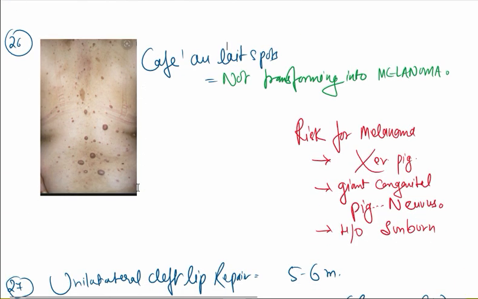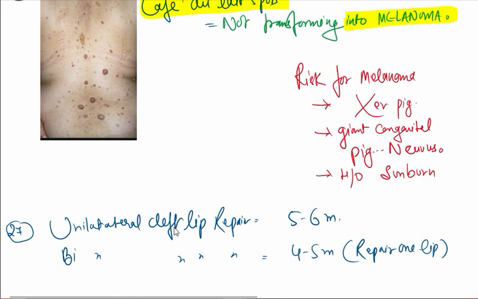Next condition, this is café au lait spots, and this is not going to transform into melanoma, so this is not a risk factor for developing melanoma. So what are the risk factors for developing melanoma? These are xeroderma pigmentosum, giant congenital pigmented nevus, and a history of sunburn.